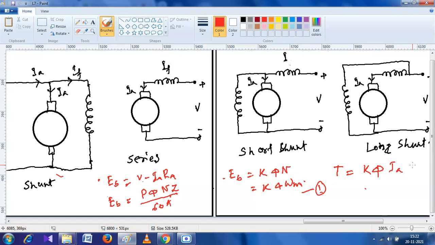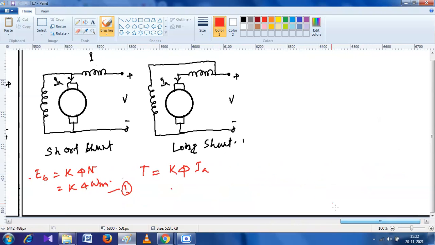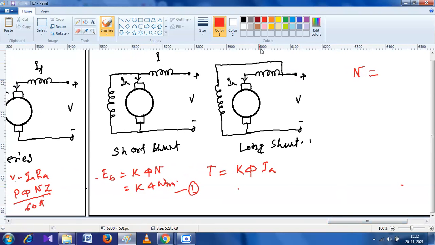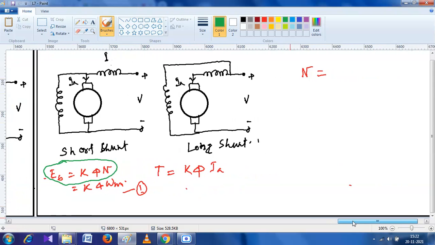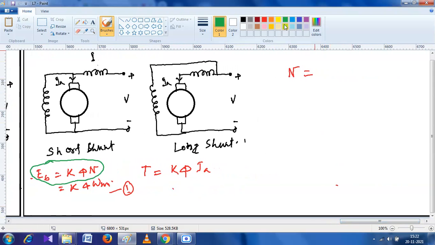And what is the speed equation? What is the speed equation? First tell me in terms of N, then we convert it in terms of omega. From here, tell me what will it be? What is the value of omega? Eb by K phi. Eb by K phi.